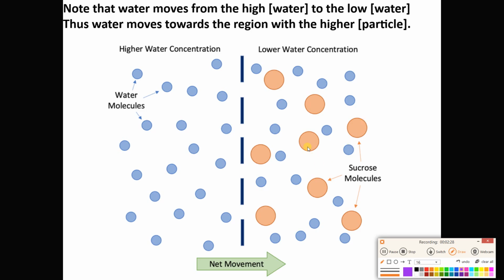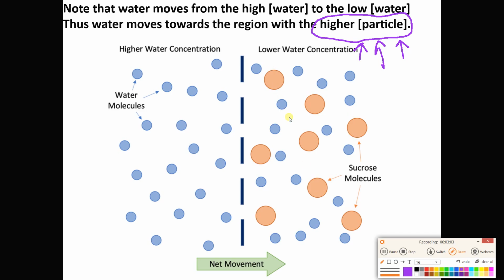We also have molecules of sucrose, sugar molecules, on this side. So this side has some sugar particles besides water. Note that as water goes to where there's a lower water concentration, water is also moving to the region with the higher particle concentration. And that's usually how we describe osmosis. Osmosis goes to where there are more particles, which is just another way of saying where there's less water, because if there are more particles, then there's going to be less water.